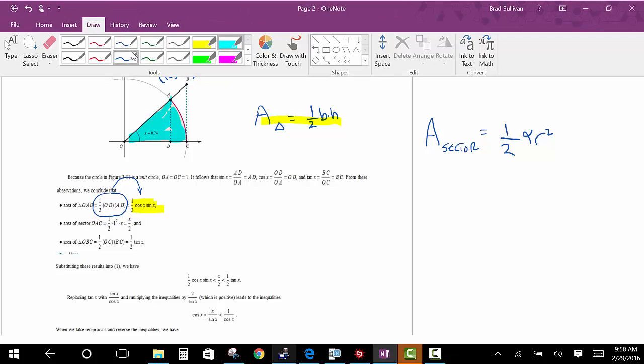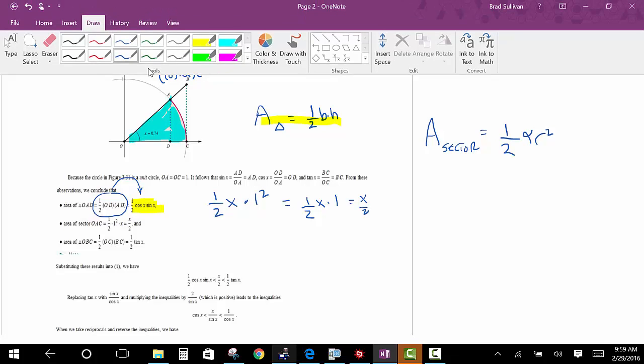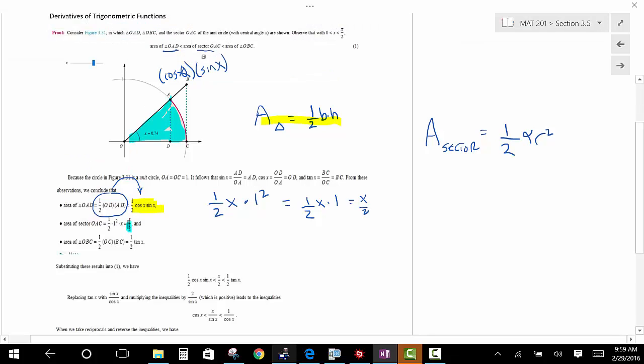If you look at what has been put together, you would have 1/2 times the angle alpha, which is just x. I'm using x as my variable for the angle alpha. Then the radius, in a unit circle, is 1, so it's 1 squared. So what you end up getting is just 1/2 x times 1, which is this right here. So the area of the sector can be given by x over 2. That's just equal to x over 2. Okay? So that's how that goes, that area is x over 2. Does that make any sense?